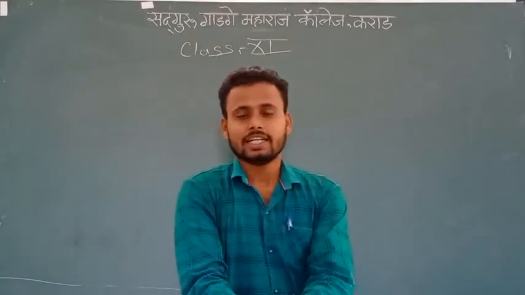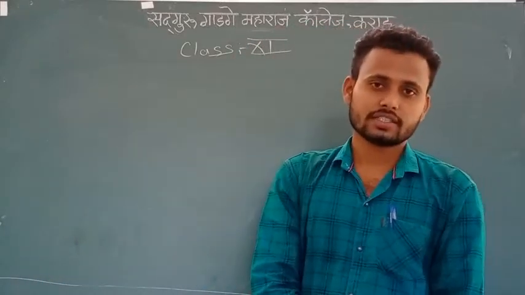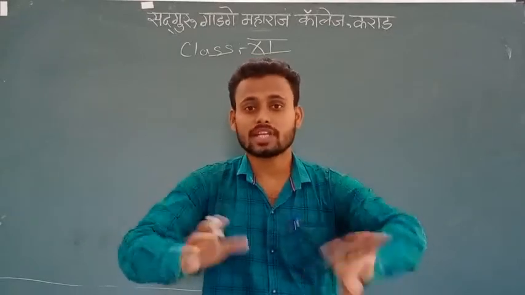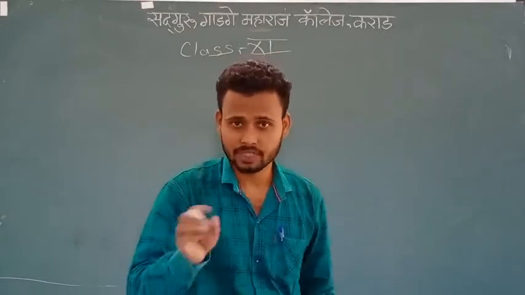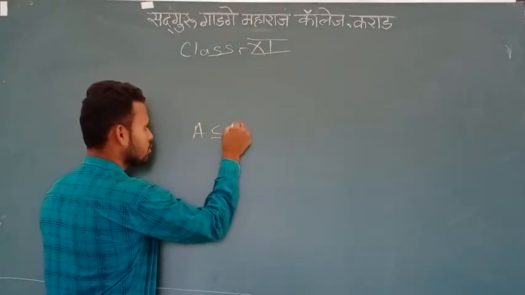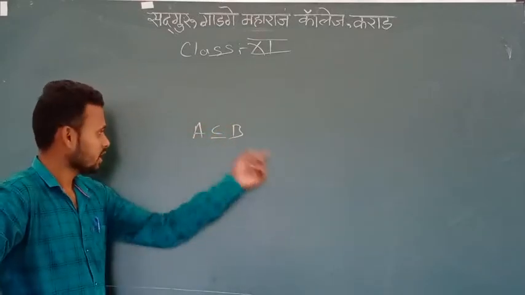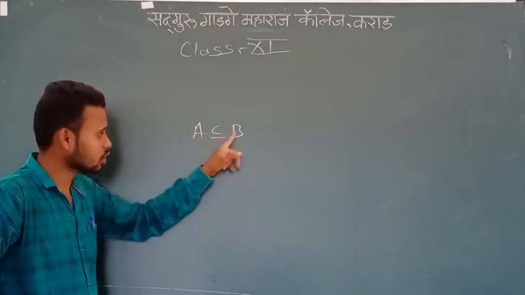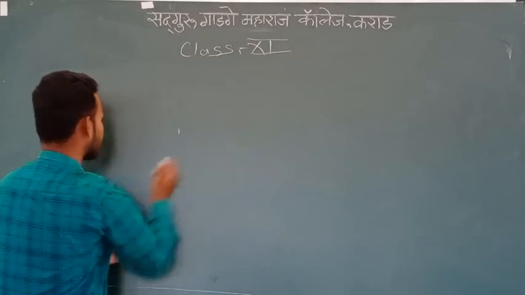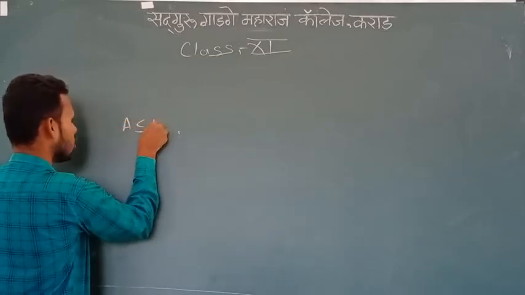Next definition, equality of two sets. Two sets are equal. आपण केव्हा म्हणणार दोन सेट्स इक्वल केव्हा म्हणणार? ठीक आहे, we know that A is a subset of B. Then what? Every element of A is also an element of B. असं आपण म्हणू शकतो. And here A is a subset of B.